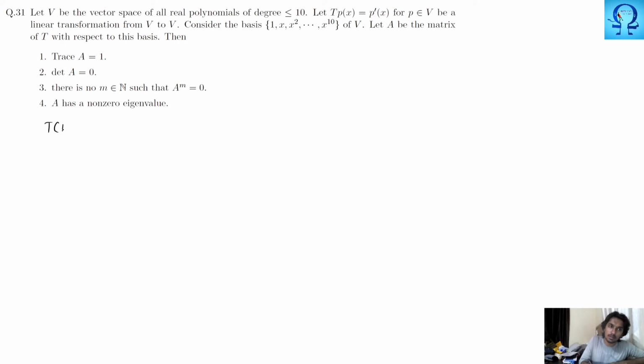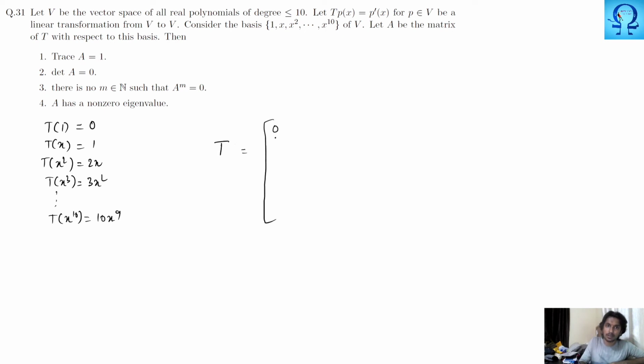First of all, let me apply T to 1, then it is 0. T applied to x, I'll get 1. T applied to x square, I'll get 2x. And T applied to x cube, I will get 3x square. Similarly, when I proceed to x to the power 10, I would get 10 x to the power 9. So the matrix of T with respect to the given basis would be 0, 0, etc. till 0, 0. Then I would have 1, 0, etc.